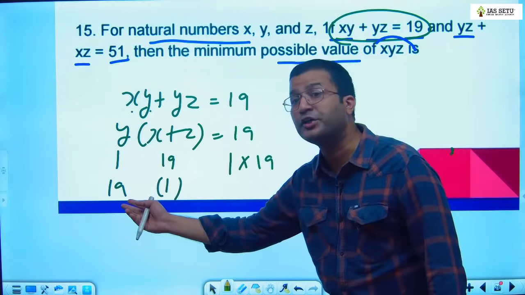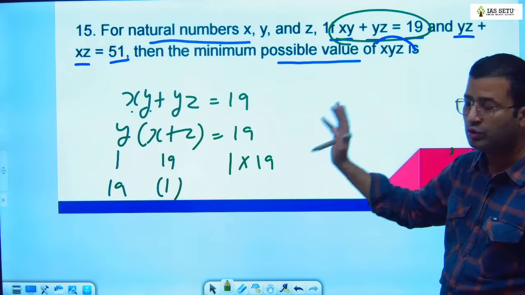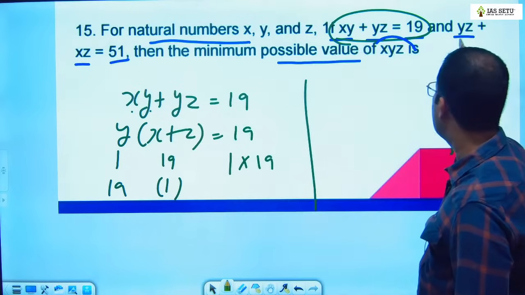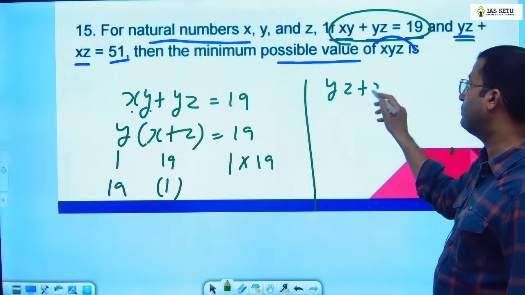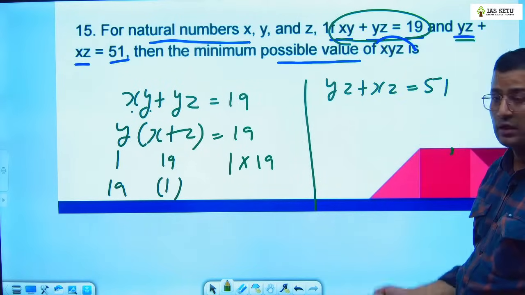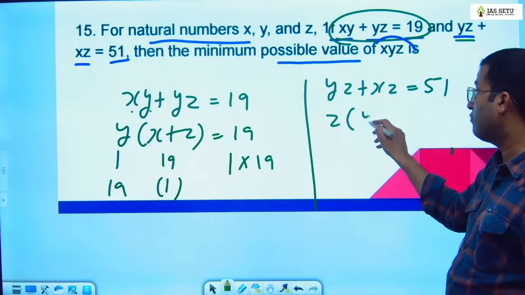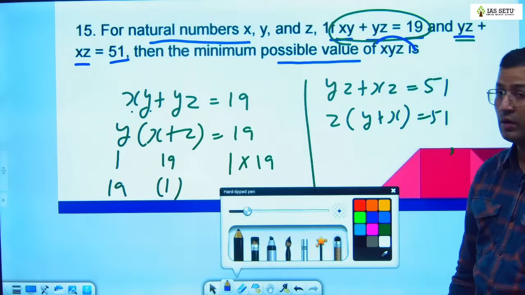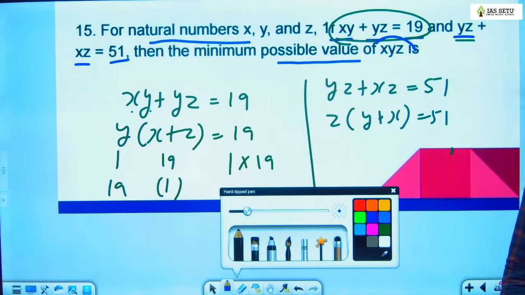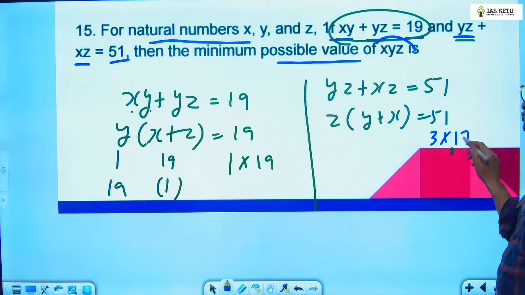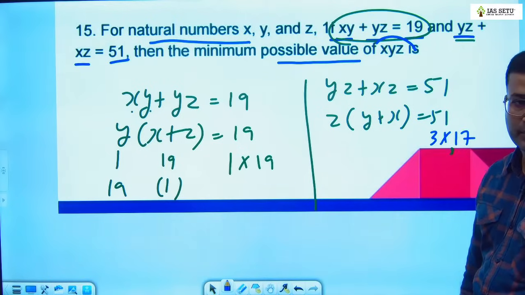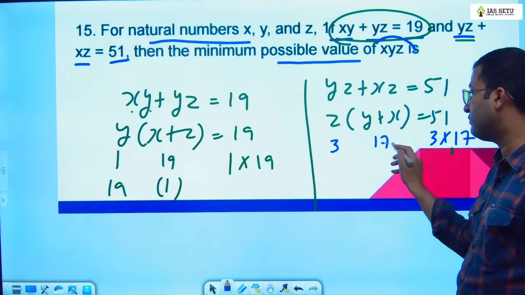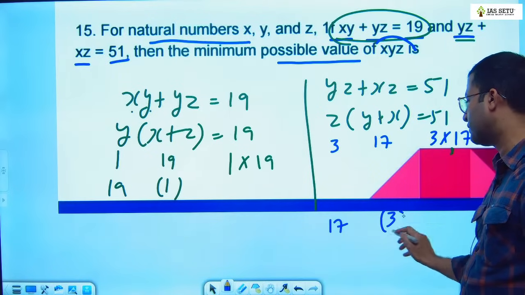But we try one thing. If I take y as 19, then it will be a big value. So I do hit and trial, I will take y as 1. But I check the second condition also. yz plus xz is 51. Can I take z common? z times (y plus x) is 51. How do you break 51? 3 into 17. Okay, there is a possibility: it is 3 and 17, or it is 17 and 3.